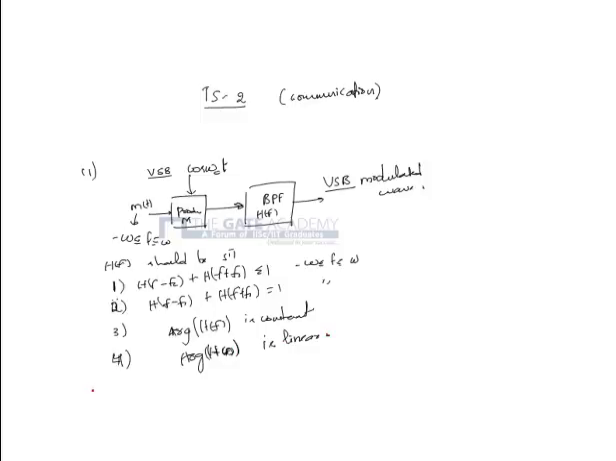Now the 4 choices are A, all 1, 2, 3 and 4 are correct. You have to pick what are the correct choices. B, 2 and 3, C, 2 and 4, D, 1 and 3.